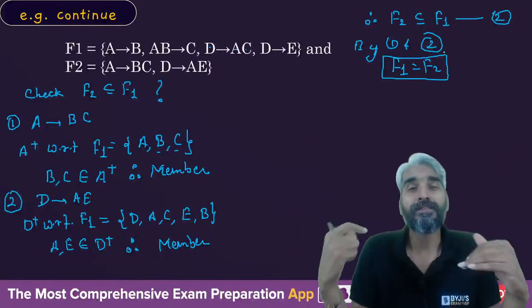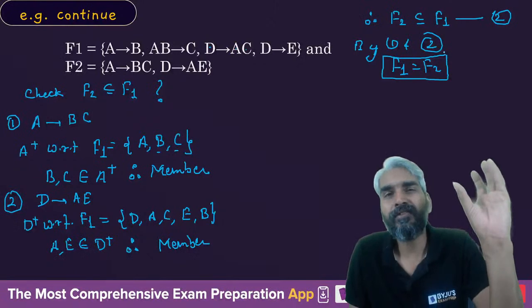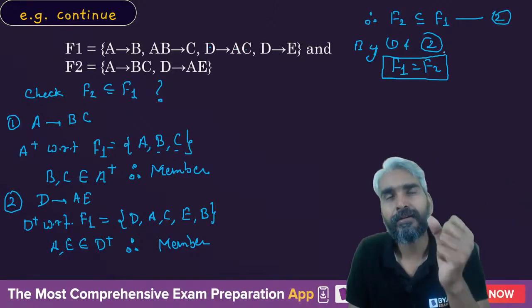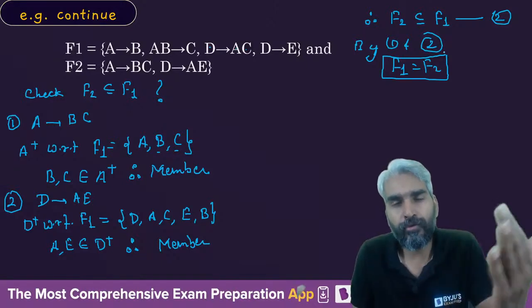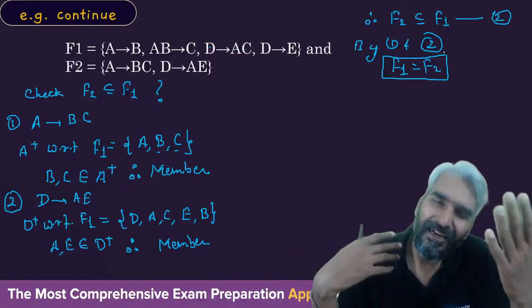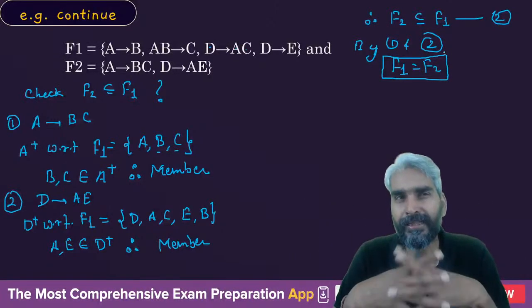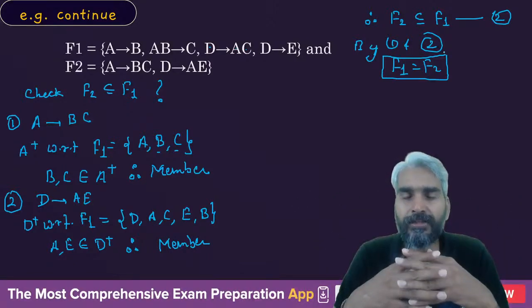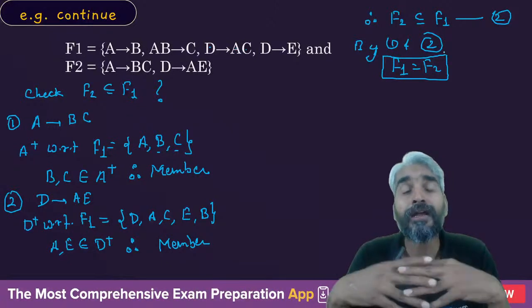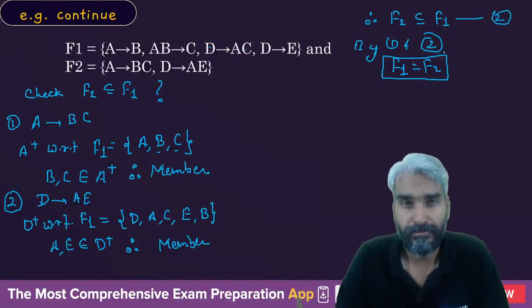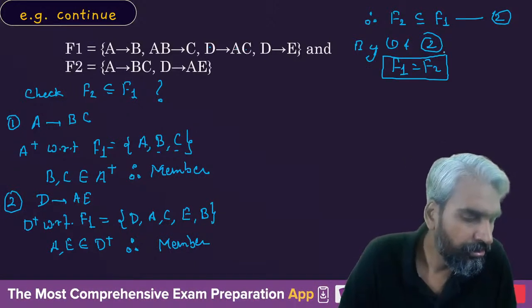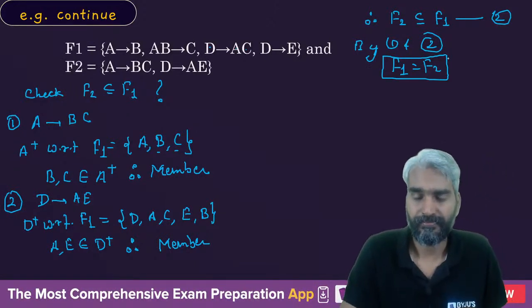So, one concept is to check whether a given FD is a member of a given FD set or not. Another is to check, given two FD sets, what is the relationship between them. Either the first will be a proper subset of the second, or the second of the first, or both statements will be true, in which case both will be equal, or none of those two statements will be true. So that's all.